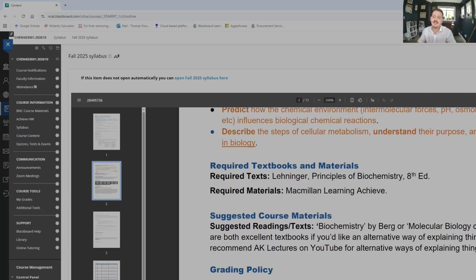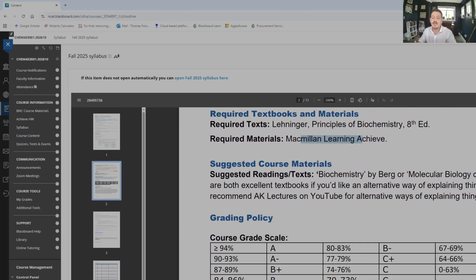You're going to require the textbook Lehninger, same as last time, and also you're going to use the Achieve platform. If you want another textbook, I recommend Biochemistry by Berg or Molecular Biology of the Cell by Alberts. They're both really, really good. They probably have them in the library.